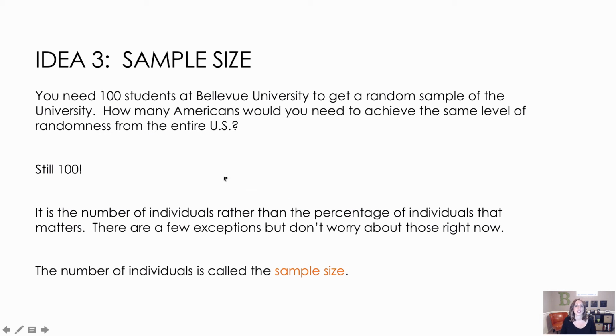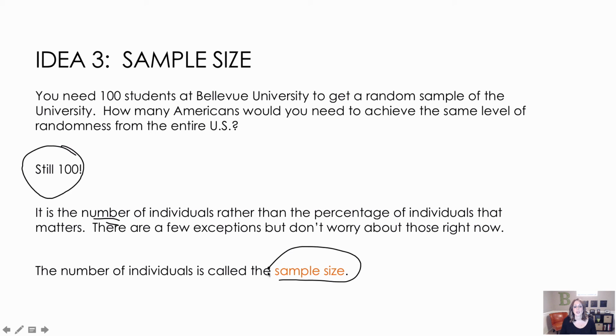And of course, idea number 3 is the sample size. So we need 100 students at Bellevue University to get a random sample of the university. How many Americans would I need to achieve the same level of randomness? Well, still 100. The idea behind sample size is that you need the sample size to be large enough to be representative of the whole, but it doesn't need to be proportional to the whole population. So again, it's the number of individuals, and we'll talk more about what those specific numbers might be, but we're looking at number rather than the percentage of the whole.